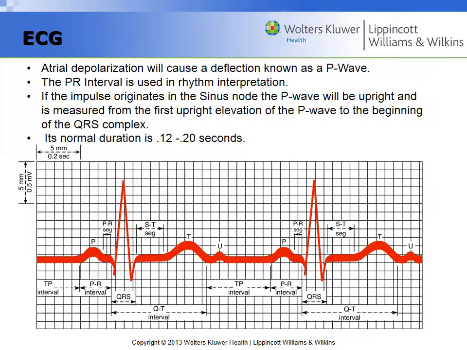This slide here shows two EKG complexes and how they are measured. If you look at this slide, you'll notice that atrial depolarization will cause a deflection known as the P wave. The PR interval is used in rhythm interpretation. Measurement of the PR interval is what we look at when we interpret EKG rhythms. The normal duration of the PR interval is 0.12 to 0.20 seconds. And if the impulse originates in the sinus node, the P wave will be upright, and it's measured from the first upright elevation of the P wave to the beginning of the QRS complex.